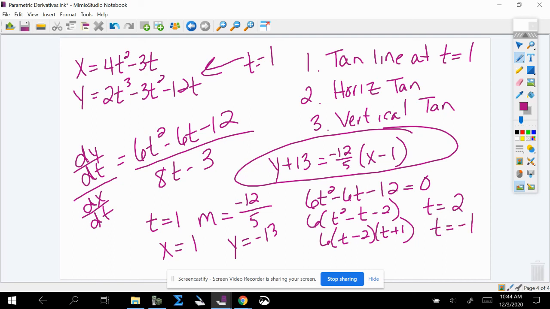And then finally, the vertical tangent line is going to be when the dx dt equals 0. This actually does happen, not unlike the one before. We're going to add 3 and divide by 8. So it happens when t is 3/8. We get a vertical tangent line.